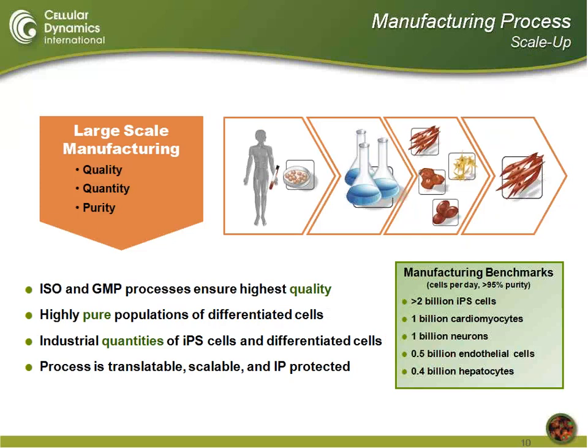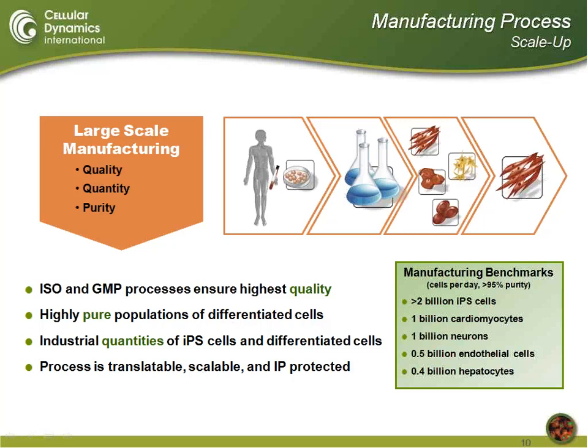So a little look at our manufacturing process. We like to blend a little bit of the ISO and GMP processes to ensure the highest quality. We are not individually one or the other. However, we try to take the best of both to ensure a high-quality product that meets the demands and needs of the customers. Using our patented technology and selection technology, we're able to reprogram the IPS cells, engineer them, differentiate them into the different cell types, and then purify them. This allows us to produce industrial quantities of highly pure IPS cells and differentiated cells.